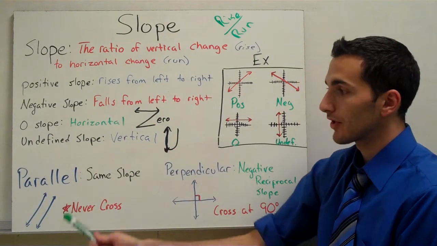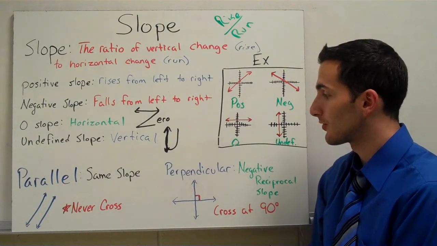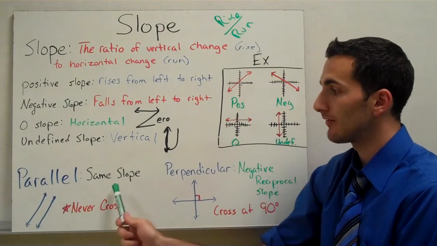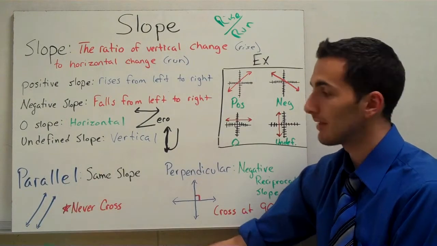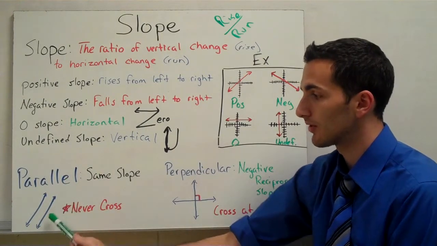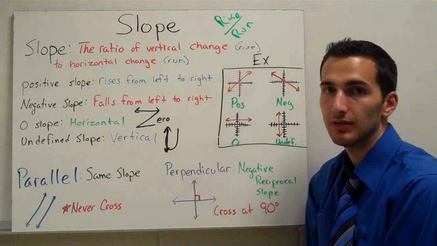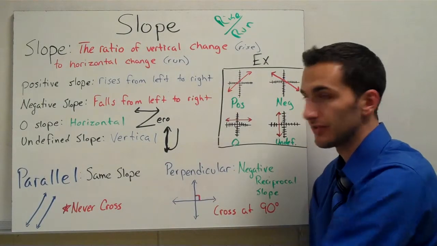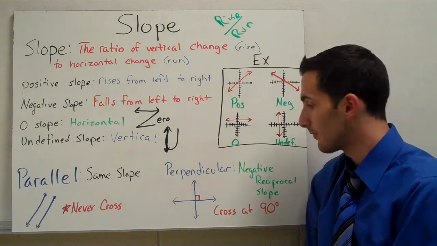Alright, next up we want to talk about what it means for two lines to be parallel and what it means for two lines to be perpendicular. Well, parallel lines have the same slope. Same slope, parallel lines, that means they are never ever going to cross. They'll look something like this. Both going the same direction at the same angle, and they will never ever cross, no matter how far you extend those lines out.